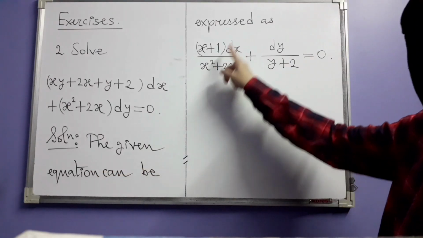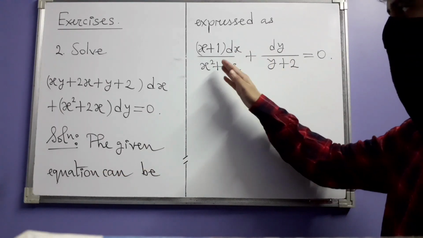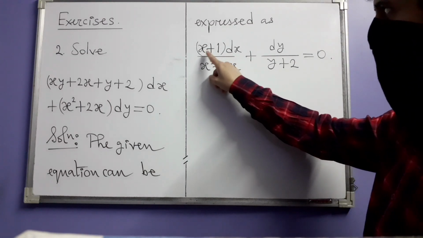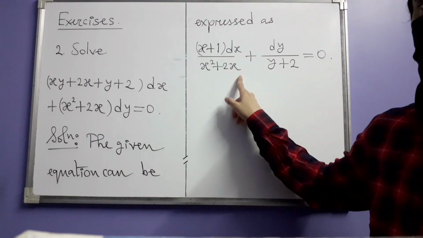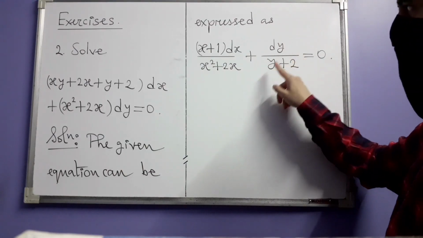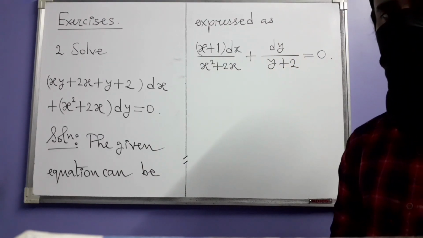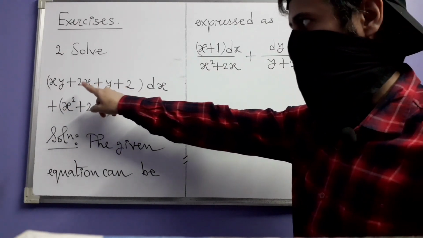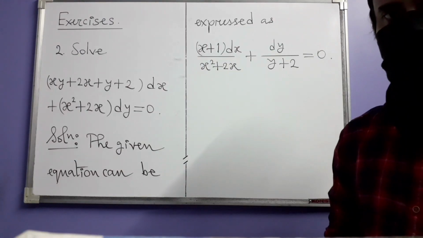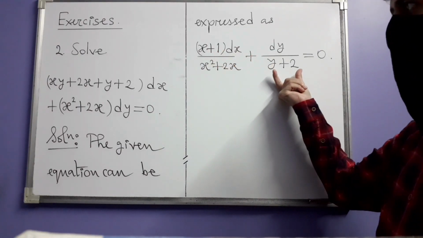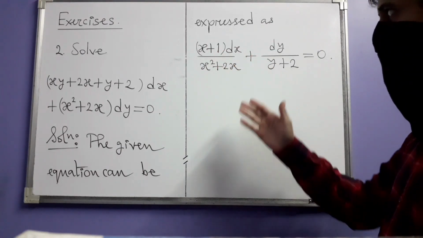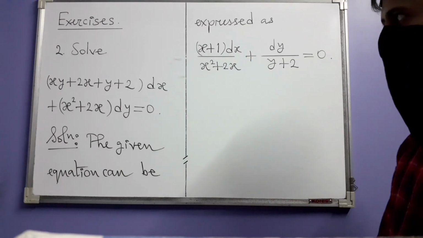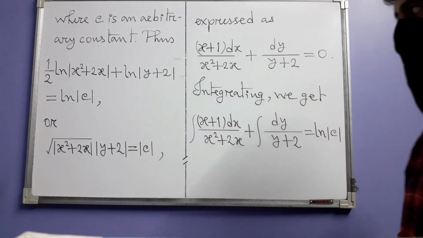The given equation can be expressed like this, where the variables x and y have been separated, and we get (x + 1) dx / (x² + 2x) + dy / (y + 2) = 0. Note that this term xy + 2x + y + 2 is (x + 1) times (y + 2). So now that the variables have been separated, we can integrate both sides. That's it. So you do the integration.